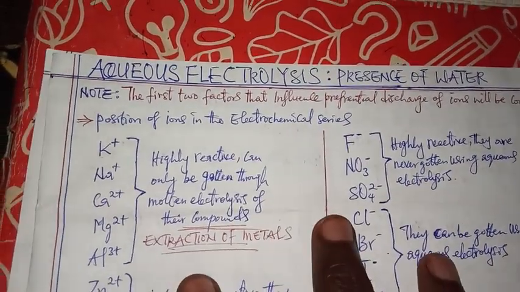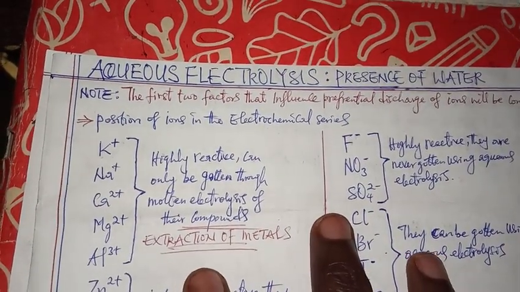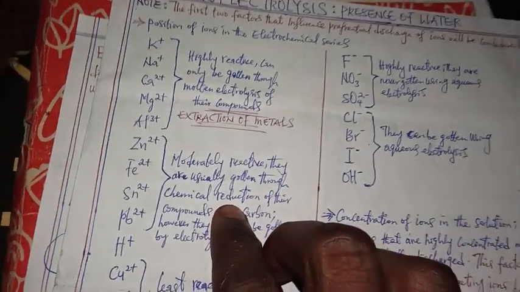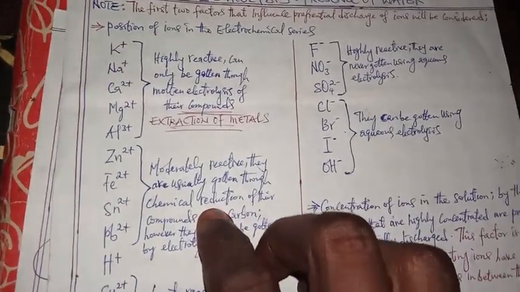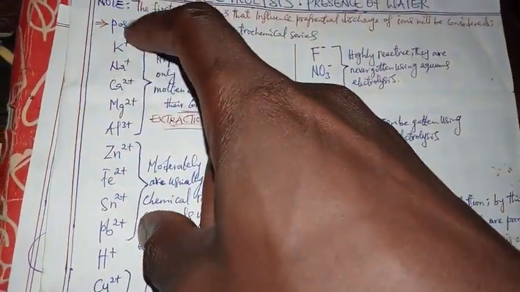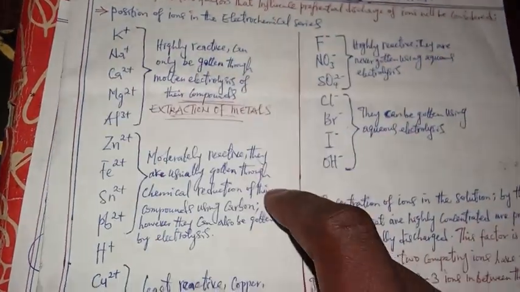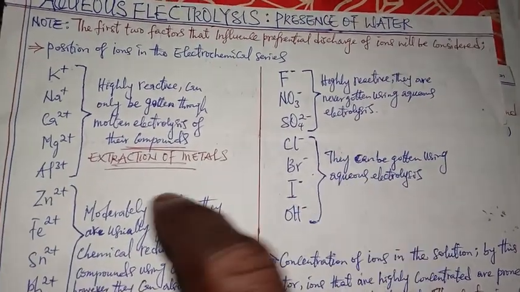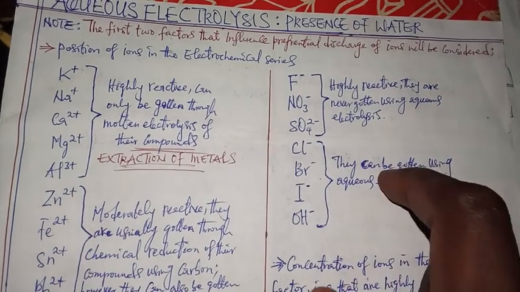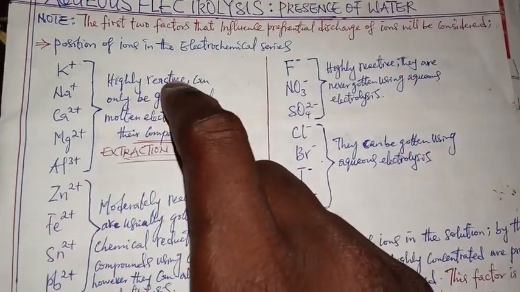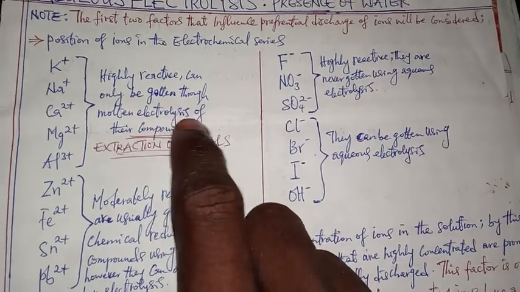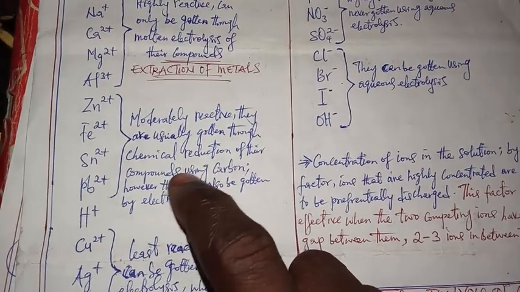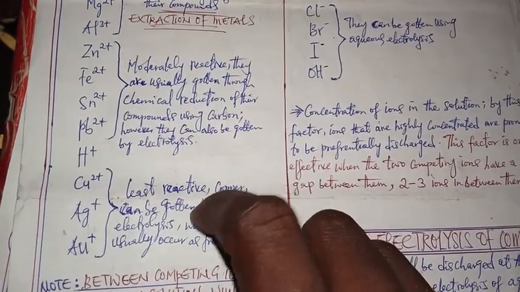First, the electrochemical series is a series that gives a list of ions with respect to their reactivity. So ions that are above are more reactive than ions that are below. The same applies to the anions. So this is cations, and this is anions. These ones are highly reactive. As you can see, they can only be gotten through molten electrolysis. These ones are moderately reactive, while these ones are least reactive.